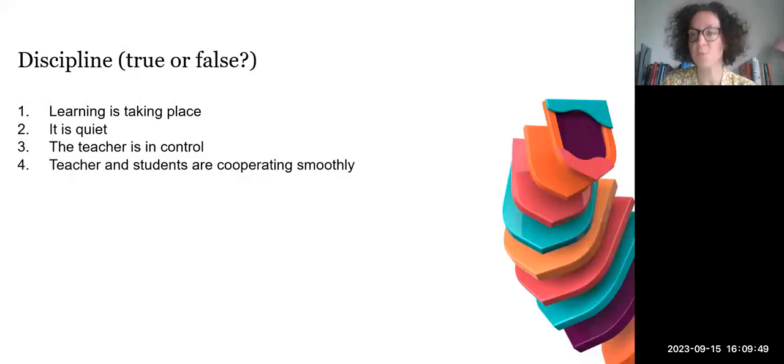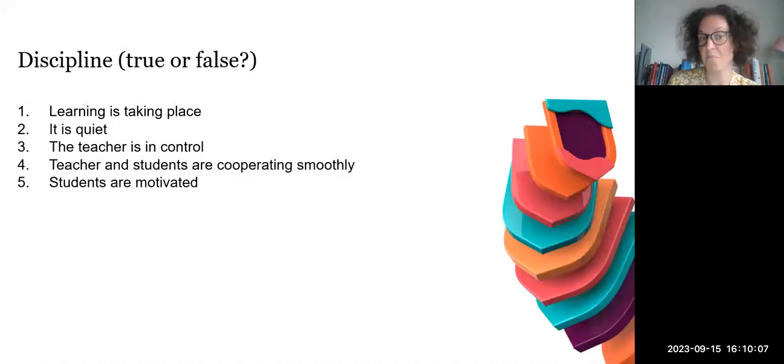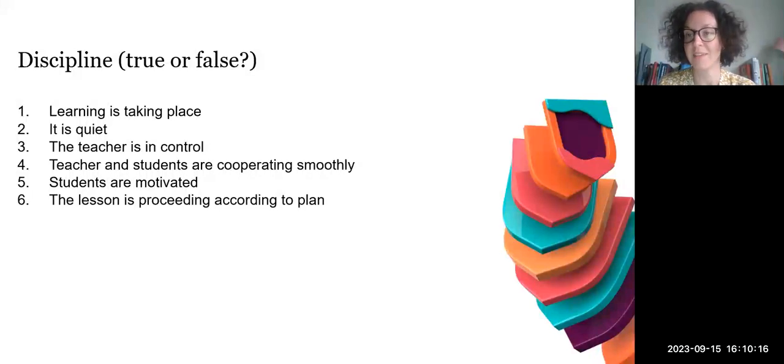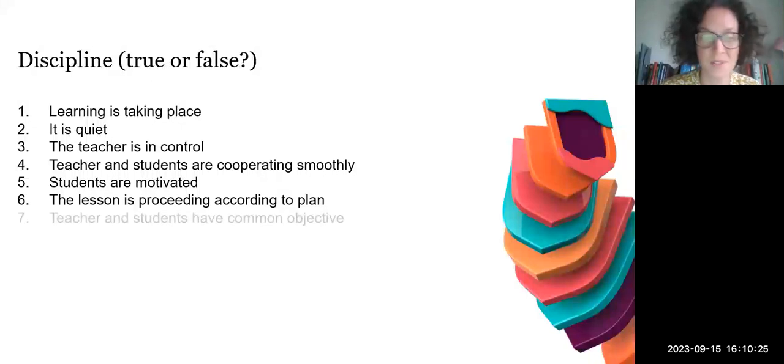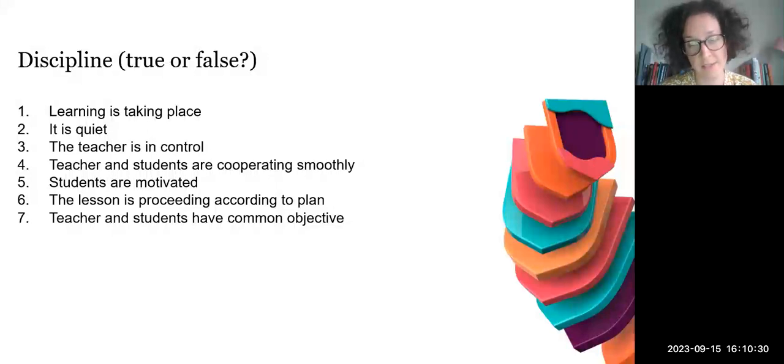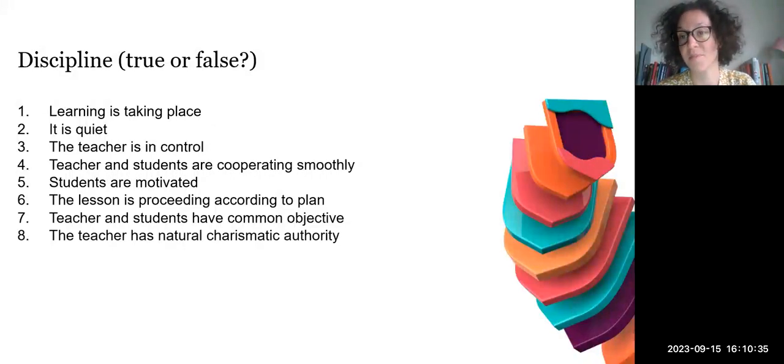Teacher and students are cooperating smoothly. In the discipline classroom, yes. Students are motivated. Yes, because in case of high development of discipline, students are self-driven, motivated, and they might need some encouragement, but still it's their inner motivation. The lesson is proceeding according to the plan. Not always, but that's the idea of discipline, that everybody's moving ahead towards the results. Teacher and students have common objective. Yes. The teacher has natural charismatic authority. Not really, because you can develop this charismatic authority. You can work on that as the teacher, but at the same time, students need to see this authority.